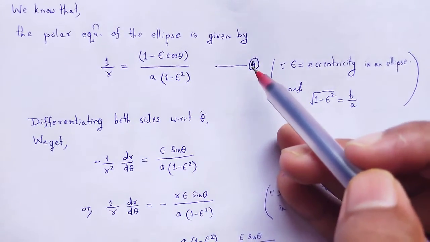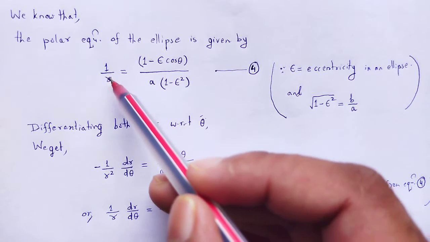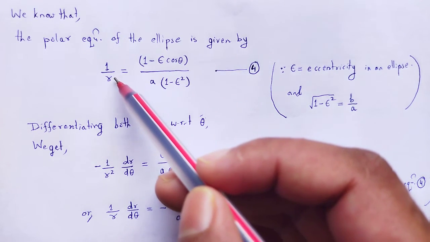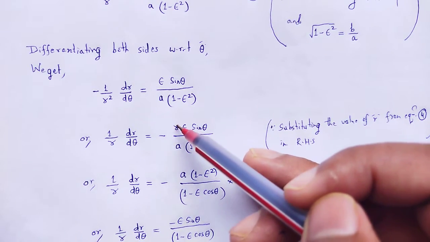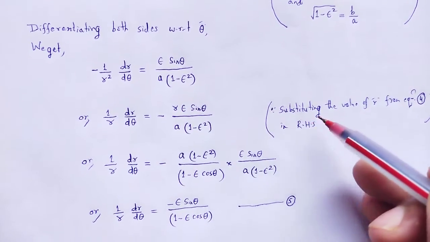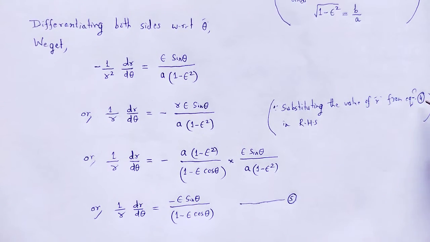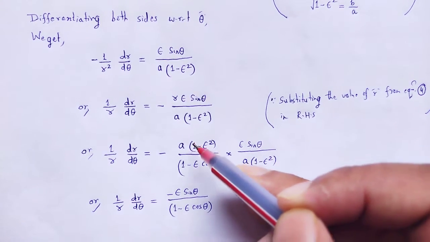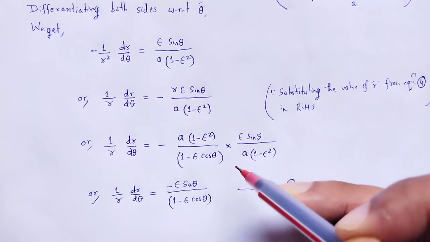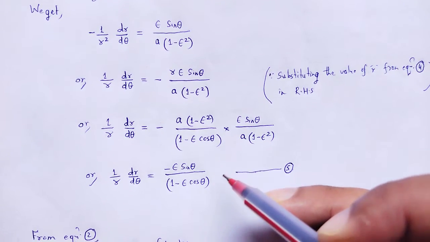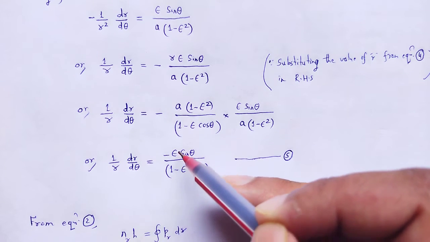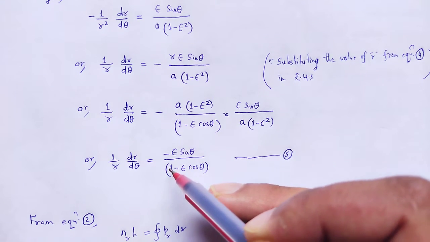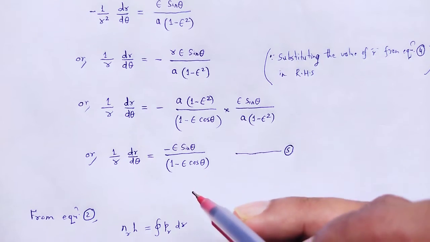In equation number 4, if we evaluate the value for r and substitute that value in the RHS, and simplify it, we obtain 1 by r dr by d theta is equal to minus epsilon sin theta divided by 1 minus epsilon cos theta.